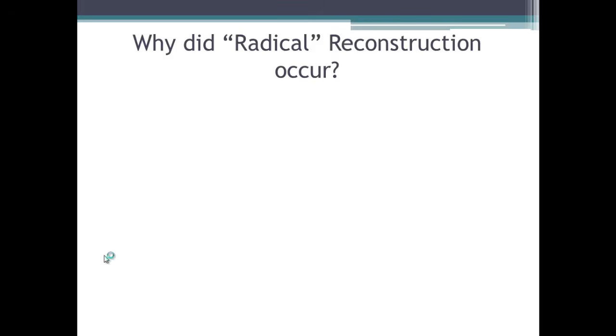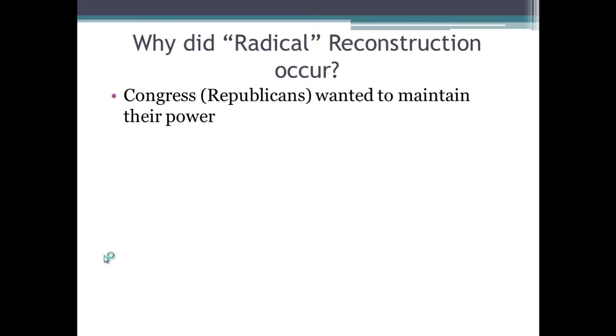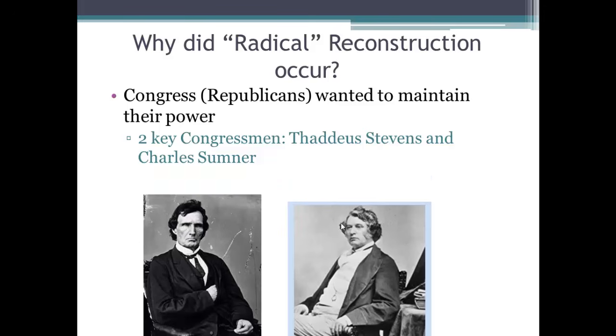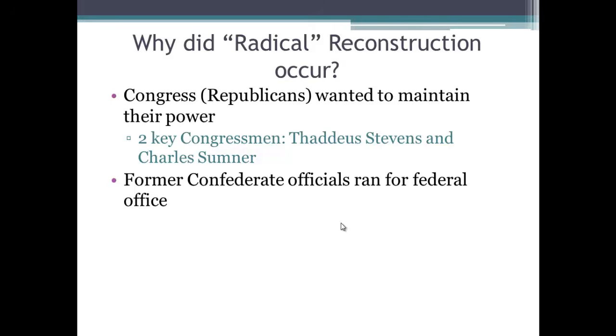Okay, so we have this term radical Reconstruction we've been talking about. Why does this occur? Well, Congress and the Republicans wanted to maintain their power, and there are two key congressmen we're going to focus on. Thaddeus Stevens over here, and if you've seen the movie Lincoln, that is who Tommy Lee Jones played. And Charles Sumner over here, and if you remember, he was the one that was beaten by the cane in the 1850s by Preston Brooks.